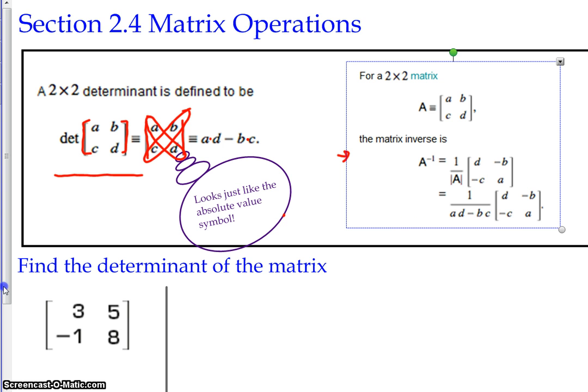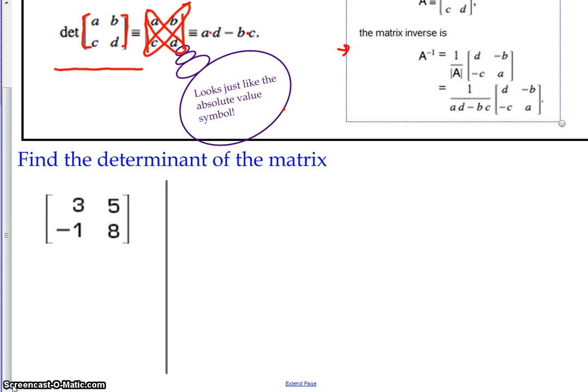So let's see that in practice here. We're going to start with finding the determinant of this matrix. Now if you remember, I told you we're going to take the down diagonal. Here's my down diagonal, 3, 8. All right, so I'm going to say 3 times 8. And I'm going to subtract my up diagonal. So let's look now at my up diagonal, which would be right here. And that's going to be -1 times 5.